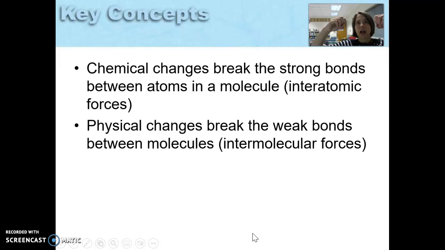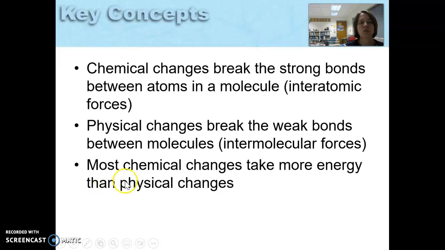Whereas if I had a chemical reaction and I decomposed water into oxygen and 2 hydrogens, I would have oxygen and then hydrogen, and these would be totally different things, and the bonds between the oxygen and hydrogen of water would have had to have broken. Those interatomic forces. So most chemical changes take more energy than physical changes because you're breaking those bonds between atoms, which are really strong, compared to the forces between molecules, which aren't so strong.